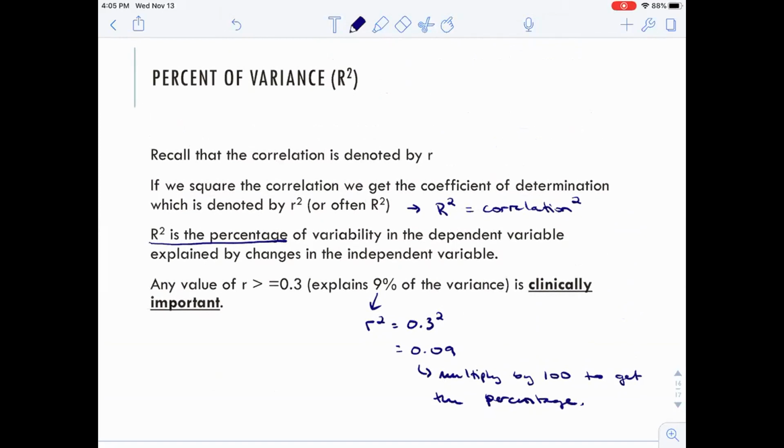Anyways, R squared is the percentage of variability, right? And so usually I tell my students that as soon as you see percentage of variability, it's talking about R squared, whether it's giving it to you or it's asking you to find it, right?